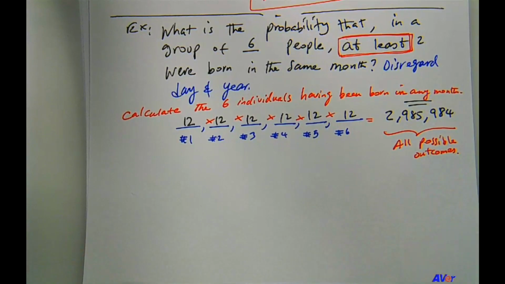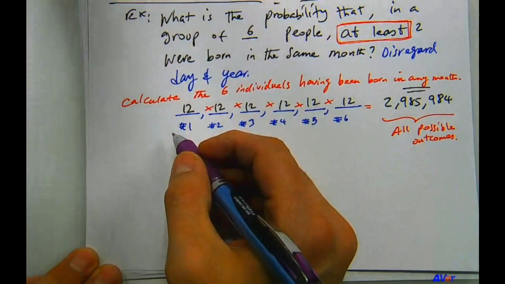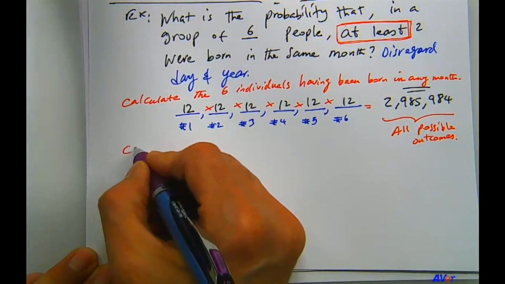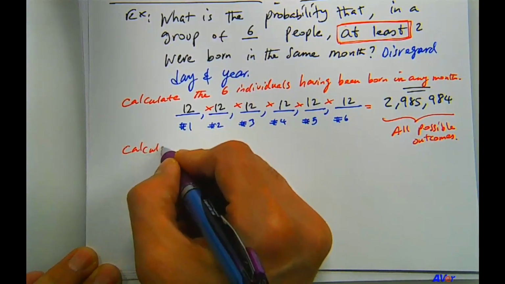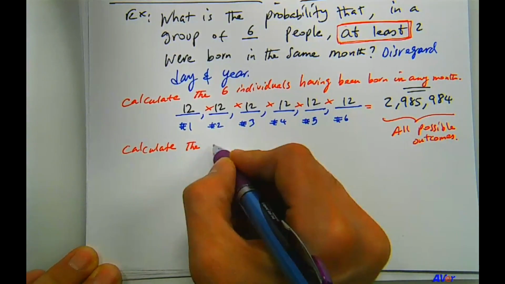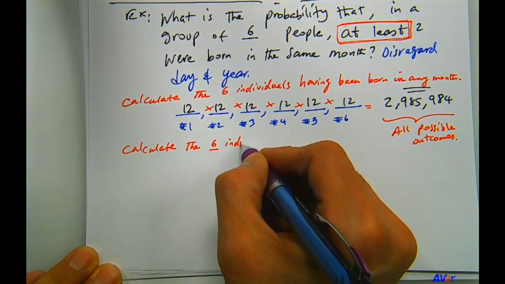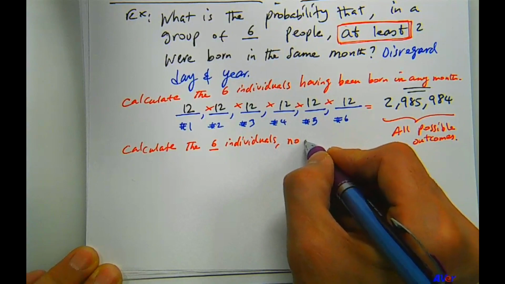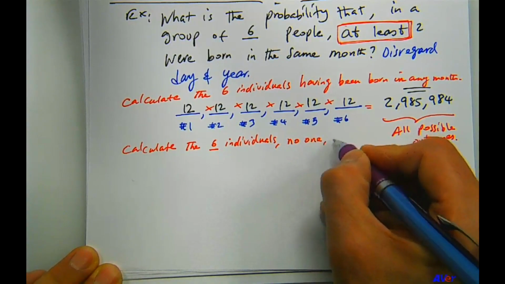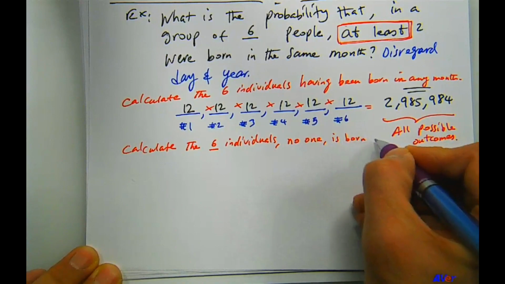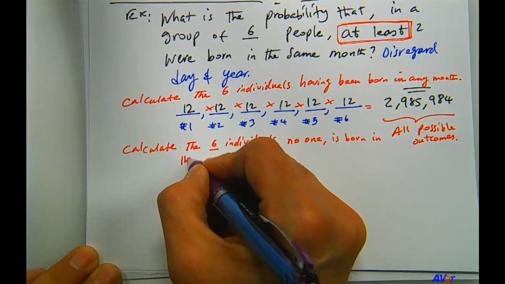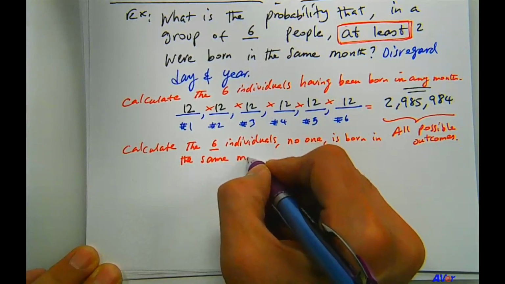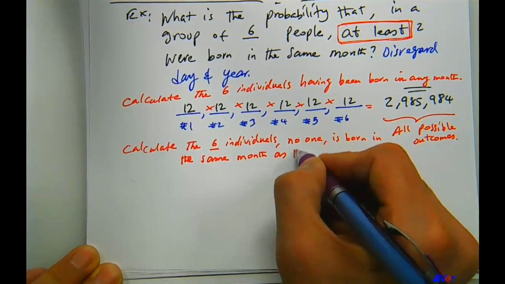Now let's find out the scenario where no 2 of these people were born in the same month. How many of that can there be? So calculate: no one is born in the same month as the other.